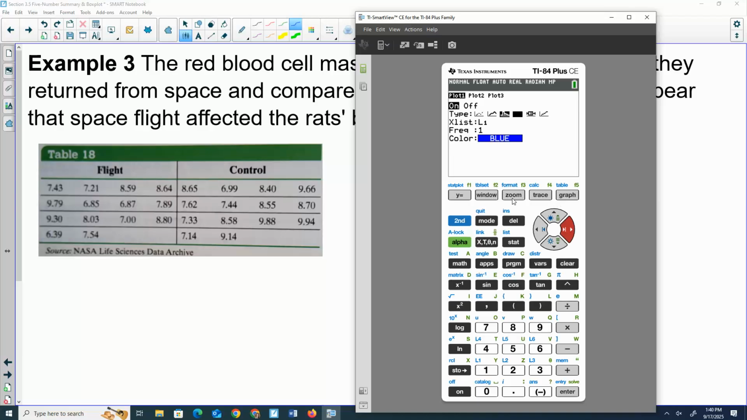Okay? If we go to zoom number 9, it will zoom to, oops, I have something entered in my calculator still. I didn't actually select it, did I? I think I just highlighted it.